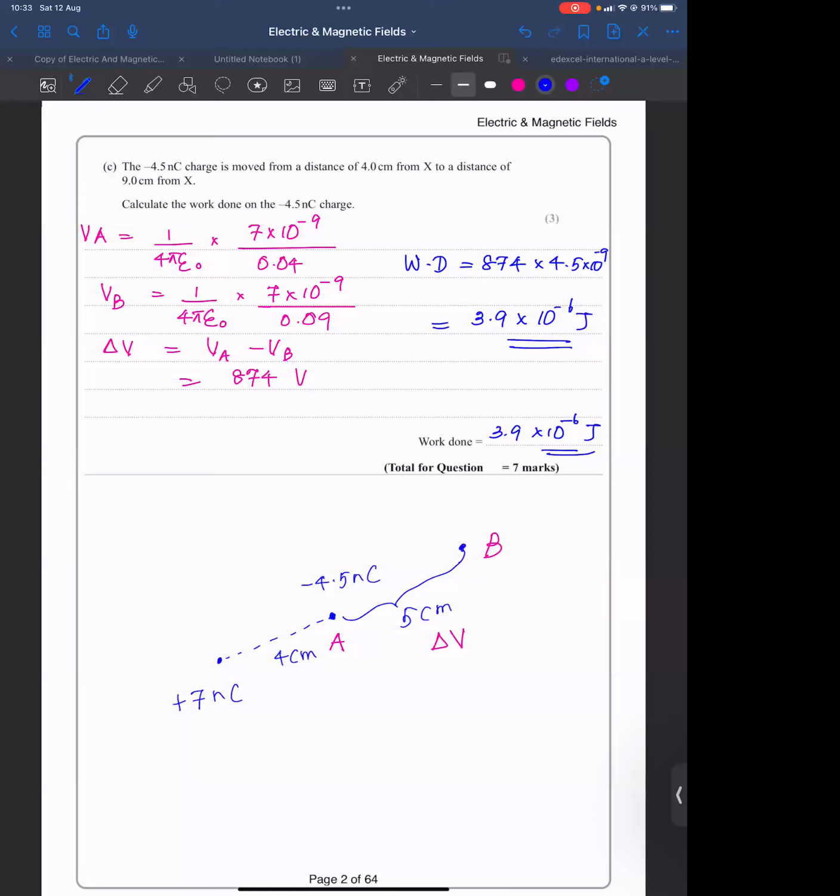Sorry? This charge is 7, right? So this is a fixed charge. From that fixed charge, I first found the electric potential at a distance of 4 centimeters. Then I found the electric potential at a distance of 9 centimeters. We already did a couple of questions similar to this today.